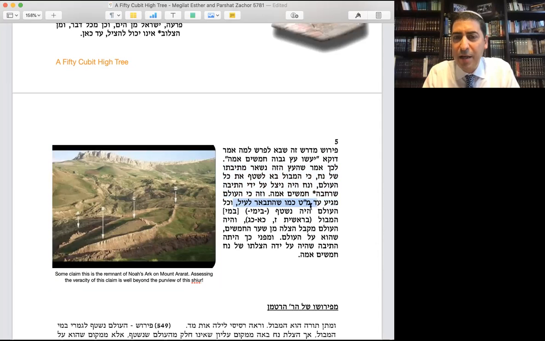The whole world was washed out through the flood. How did the world get saved, says the Maharal? From the 50th gate, which is above the world.